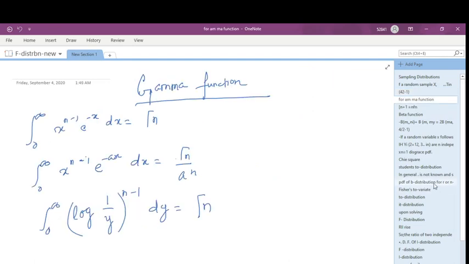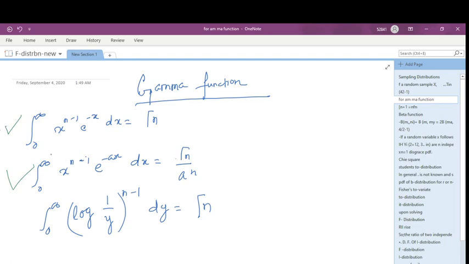Now in a gamma function, for the derivation of means and variances for the T and F distributions, we will use this and this formula. So these are very important formulas. We are not going into the details and proofs.